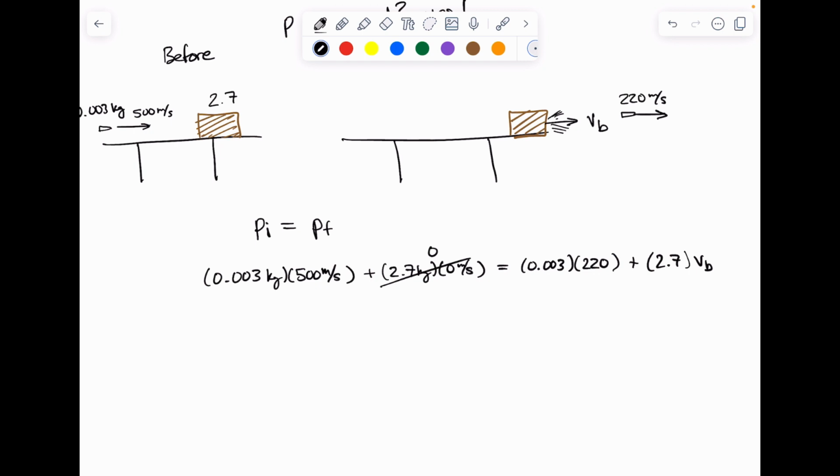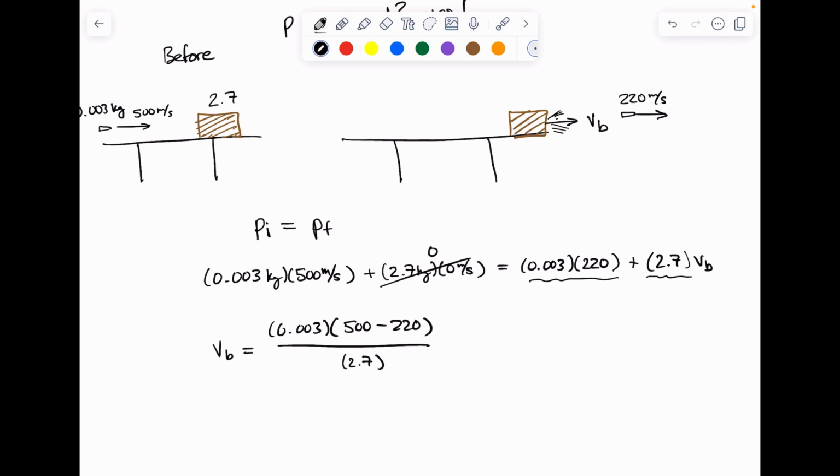All right, so let's see what we got. In fact, I can simplify it this way. Let's subtract this term on both sides. So we'll get 500 minus 220, just doing a little algebra trick. And then, of course, the next step would be to divide by 2.7. So that's the velocity of the block.